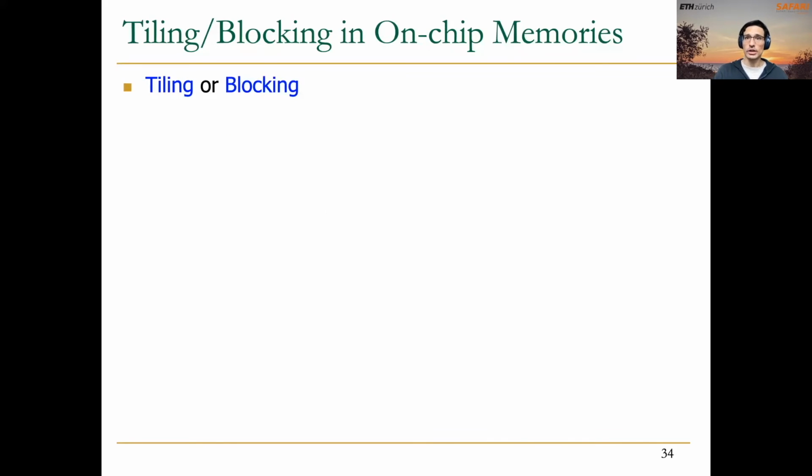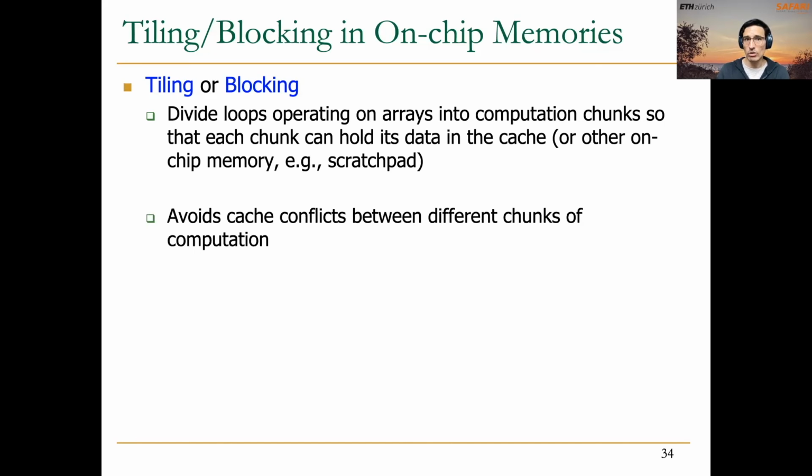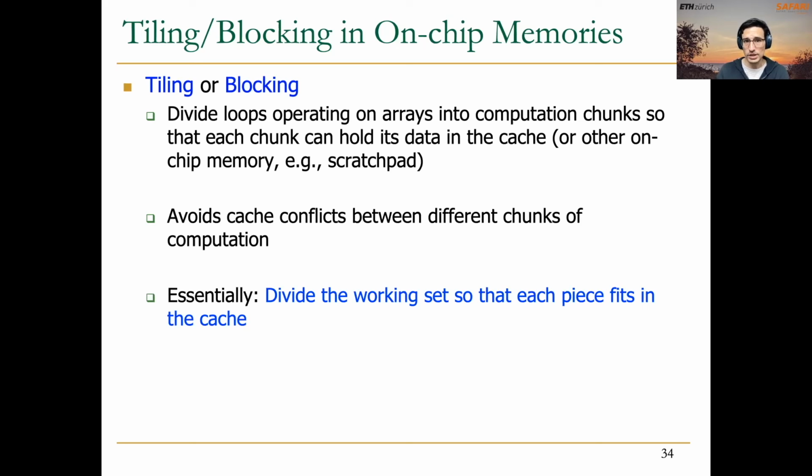So this technique is called tiling or blocking. As I said, it's not only used in GPUs, it's also used in CPUs and other processors as well. It essentially consists of dividing loops operating on arrays into computation chunks so that each chunk can hold its data in the cache or other on-chip memory, for example, the shared memory or a scratchpad in the GPUs. Using tiling or blocking avoids cache conflicts between different chunks of the computation, and essentially consists of dividing the working set so that each piece fits in the cache. We are going to first see one example for CPUs, and then we will see a more elaborate example for GPUs.